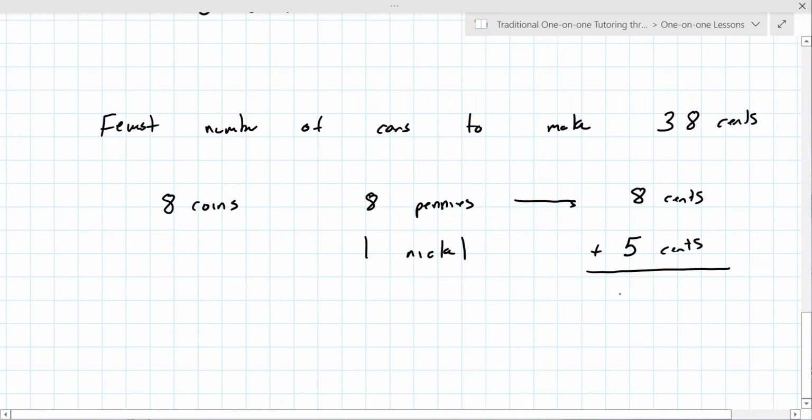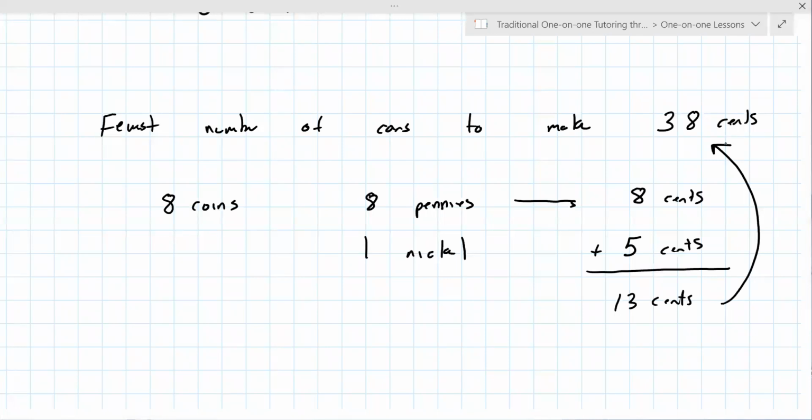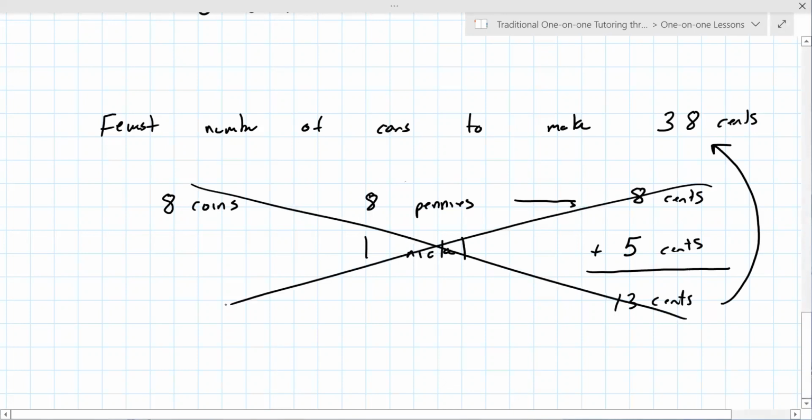Eight plus five, that's 13. What did we want? We need to make 38. That's right. So 13 is not 38. So this is not correct. So we're gonna have to start over.